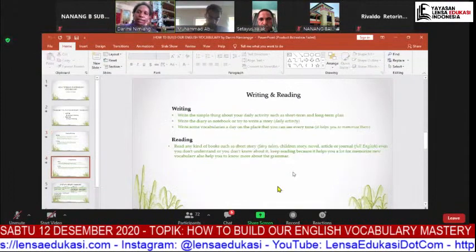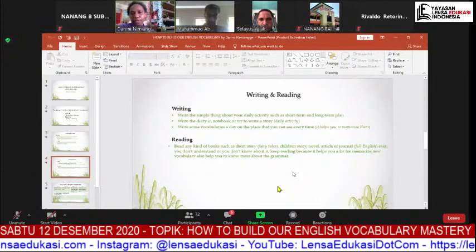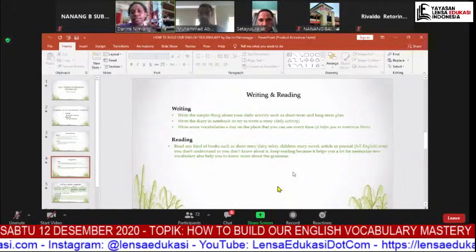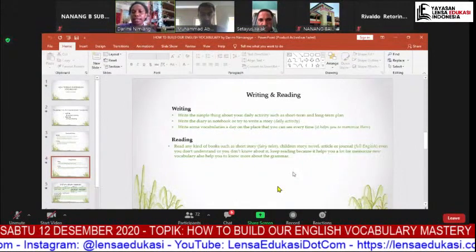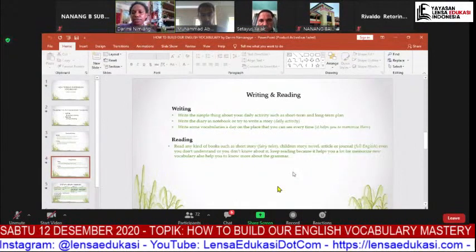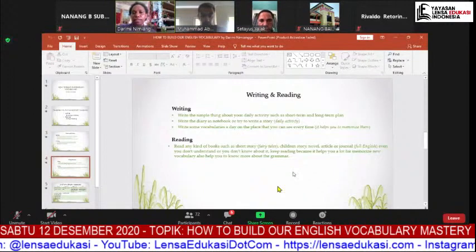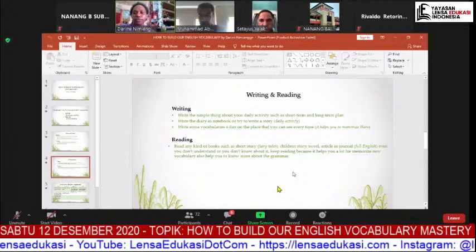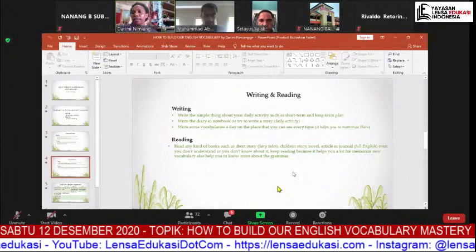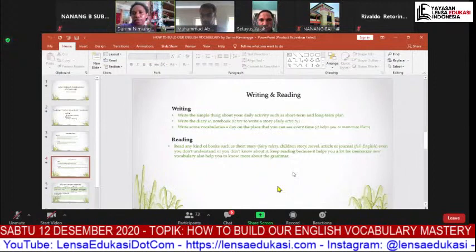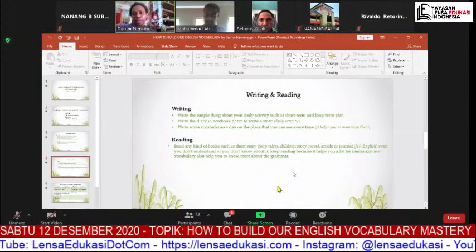And then the second is writing and reading. For writing, write simple things about your daily activities, such as short-term and long-term plans. The second point is to keep a diary in a notebook or try to write a story about your daily activity. I usually write what I do in one day.